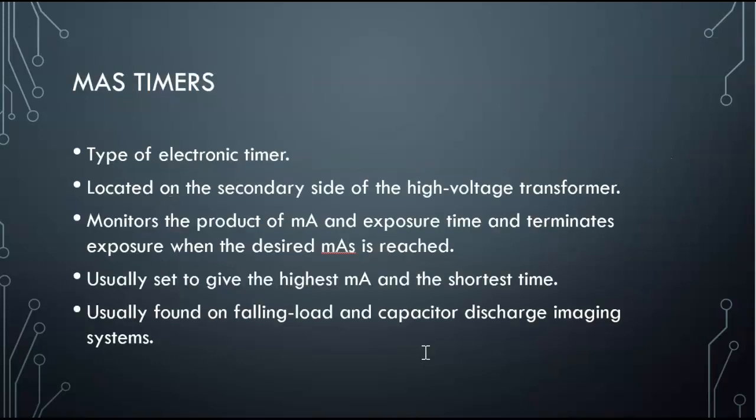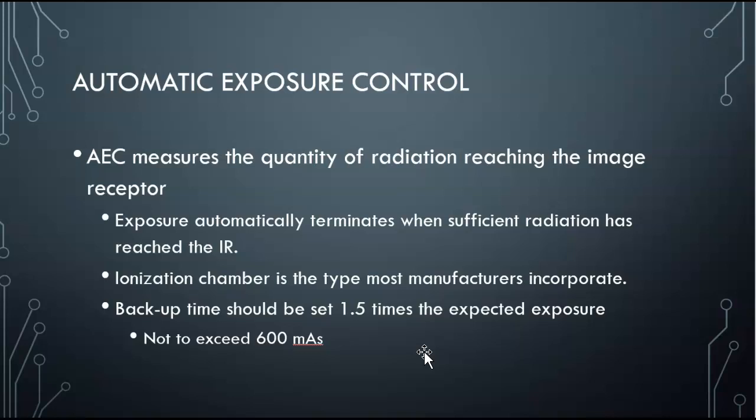mAs timers. It's a type of electronic timer located on the secondary side of the high voltage transformer. It monitors the product of MA and exposure time, and terminates exposure when the desired MAS is reached. Usually set to give the highest MA in the shortest time. Usually found on falling load and capacitor discharge imaging systems also. Okay, so automatic exposure control. And we're going to have a whole day lecture on AEC.